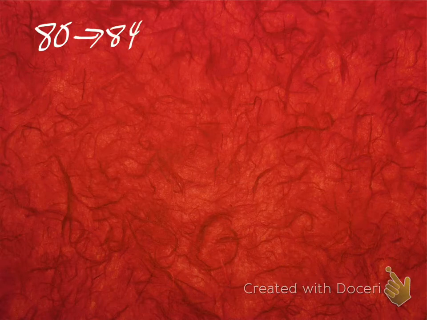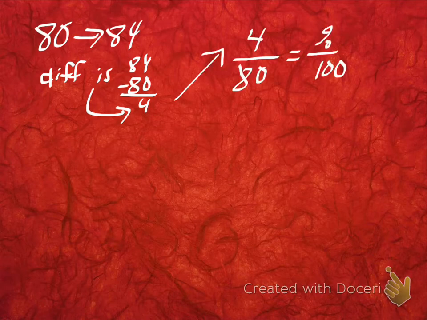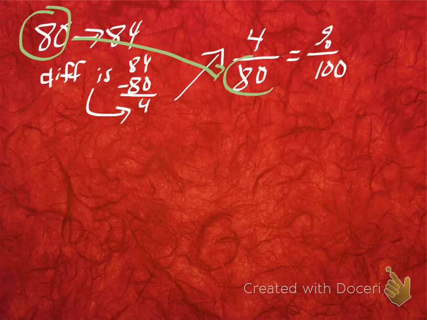So from 80 to 84, as we just said, let's find the difference. So we're going to put the bigger number on top and the smaller number on the bottom. Doesn't matter whether we're going up or down, just find the difference. And the difference is 4. Now we're going to take 4, and just like we said, we're going to put it over the original amount, the one we started with, the 80. So this is where we started, so this is the number that goes down here. And we're going to set it up equals to percent over 100.